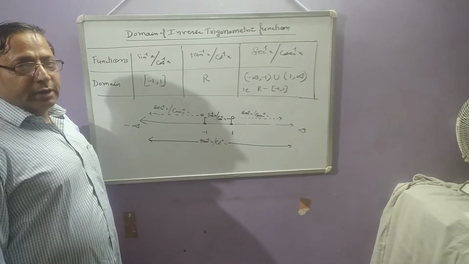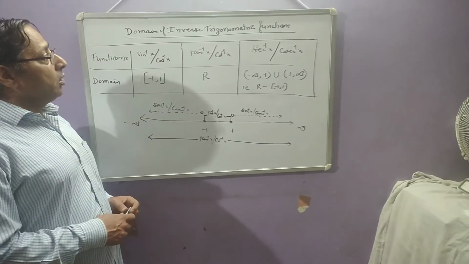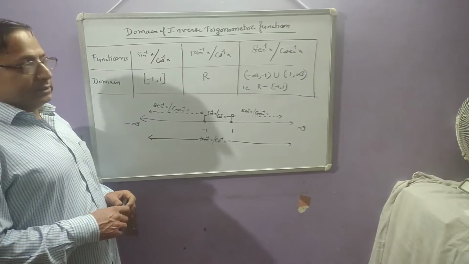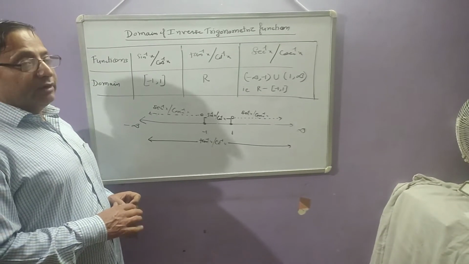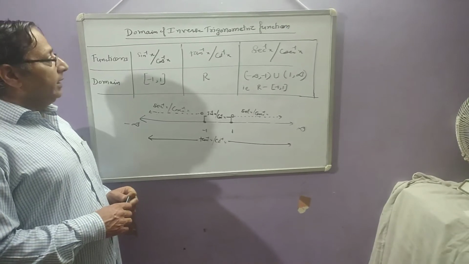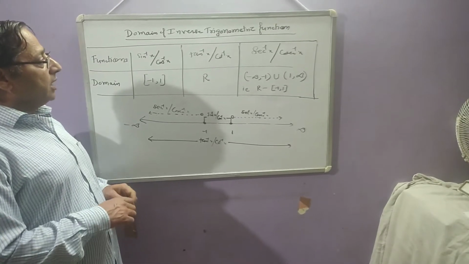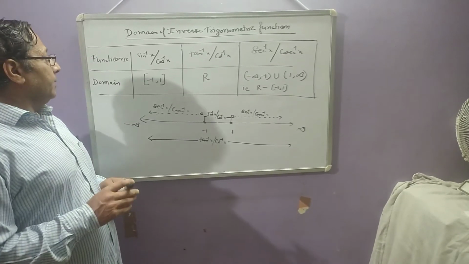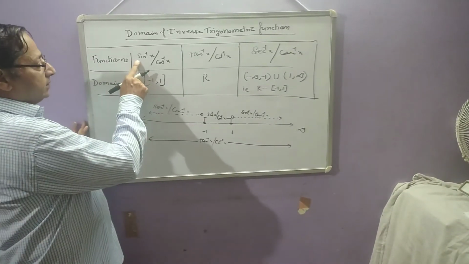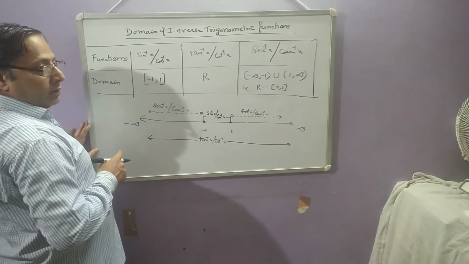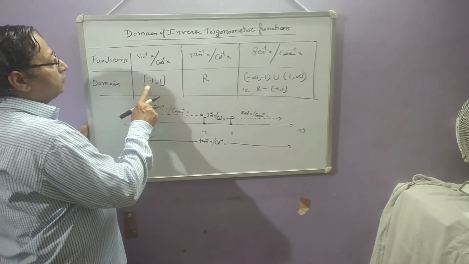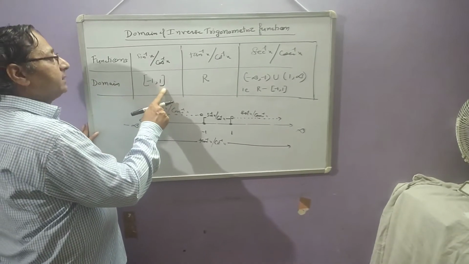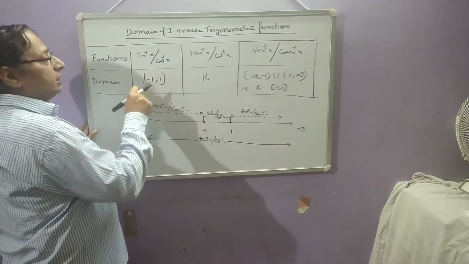Now student, today we are going to discuss the domain of the inverse trigonometric function. You know in the plus 1 class what is a domain and what is a range. Domain is that region where the value of the function can be given. Now for the function sine inverse x or cosine inverse x, we can give the value from -1 to 1. -1 is included, 1 is also included. So it is a closed interval.